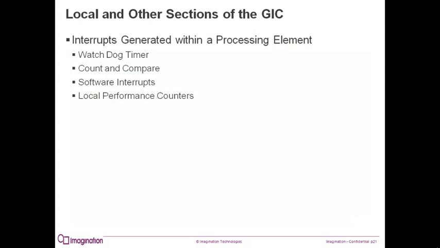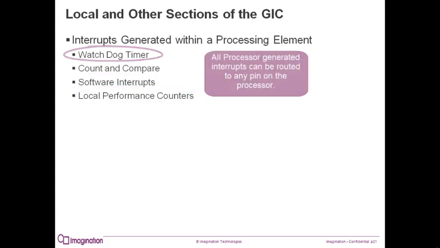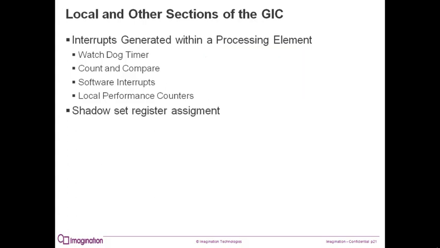The local and other sections are used to process any interrupts which are generated locally within the processor. This includes the watchdog timer, software interrupts, local performance counters, and the count and compare interrupts. All of these interrupts can be routed to an interrupt pin on the local core. A local shadow register set can be mapped to an interrupt source.